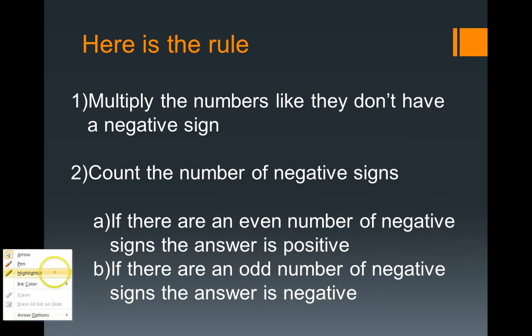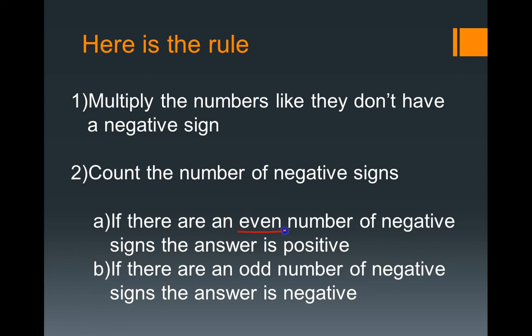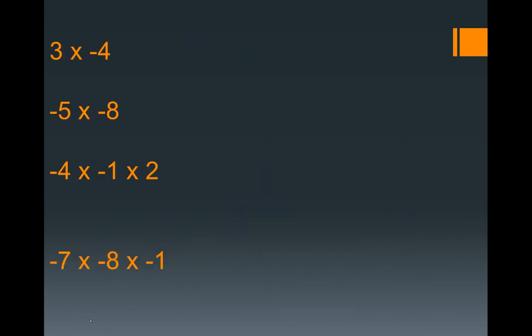So if you look at the key points right here, an even number gives me a positive. An odd number gives me a negative answer. So let's just try some examples here. The first step is to always multiply the numbers like there aren't any negative signs. So we go 3 times 4, and that's equal to 12.